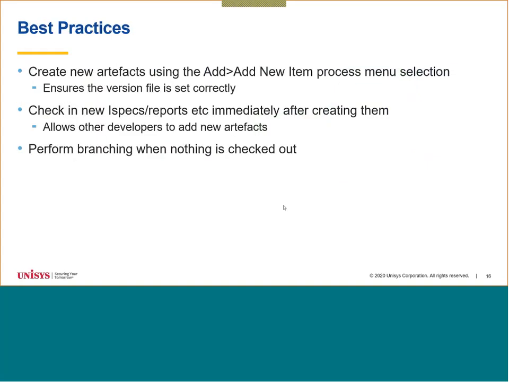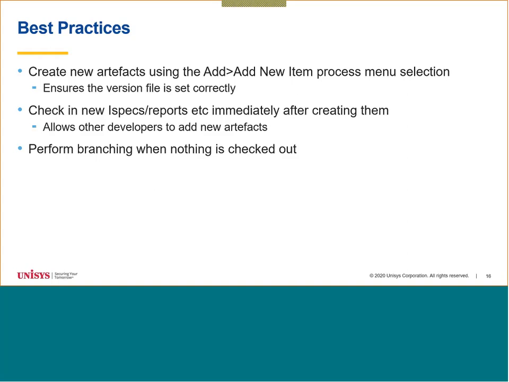So to that end, we would recommend that when you're creating something new, always use the menu structure to add, and then select the Add New Item menu option, and a little dialog box will appear, and you can add in a new iSpec report or whatever you're working on. That will ensure that the version file is set correctly. If you don't do that, there's a risk you'll create something without a version file, and then you risk checking out more than you intended when you come to work on the system.